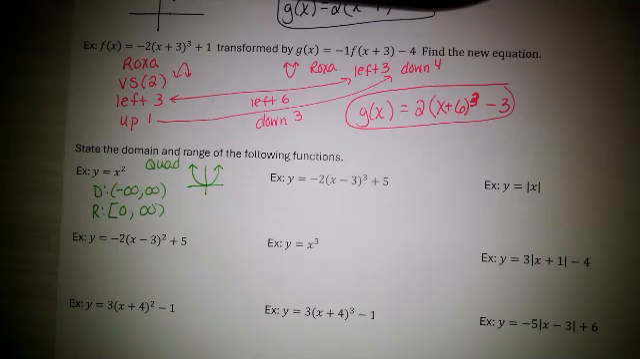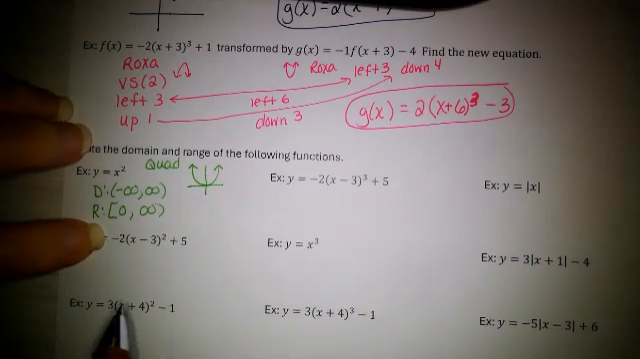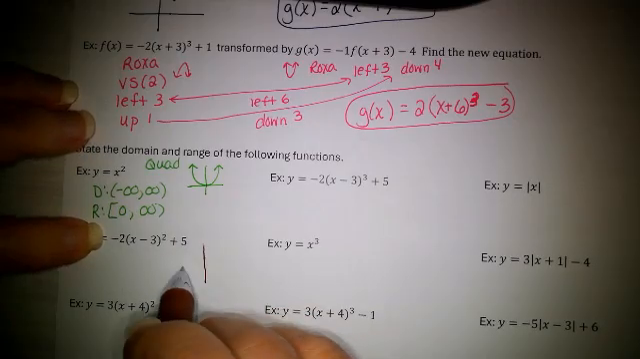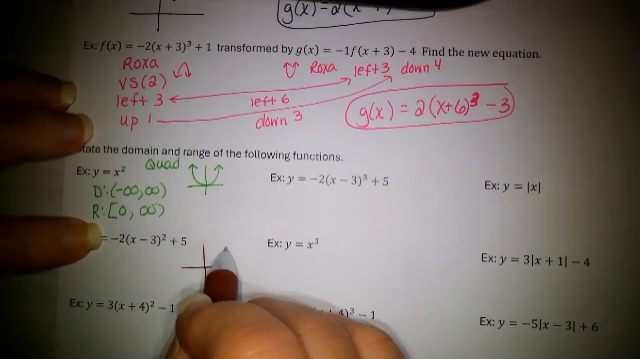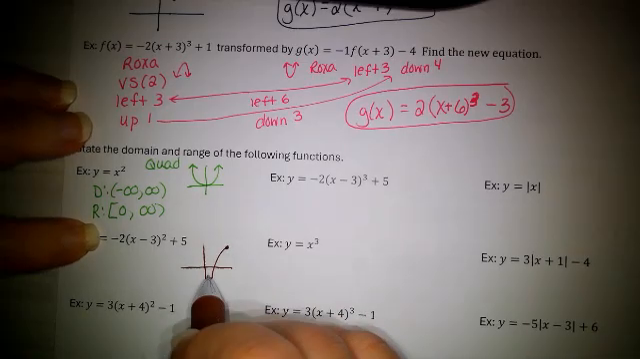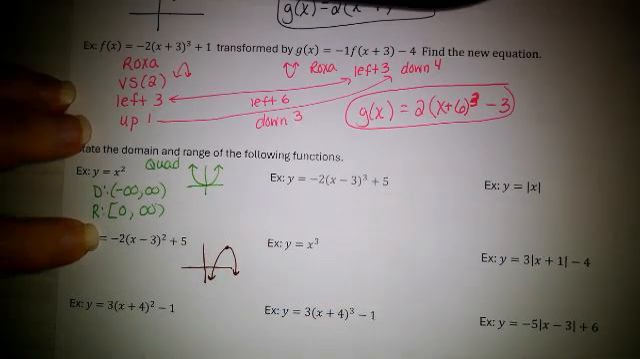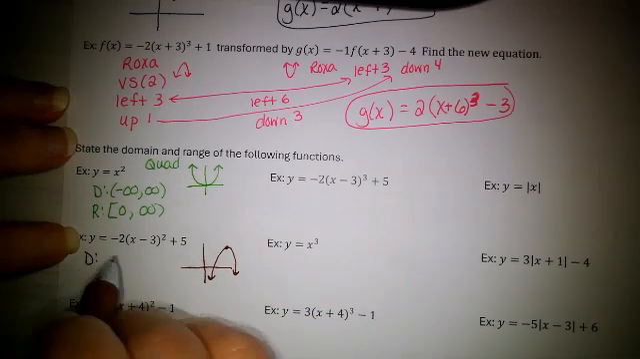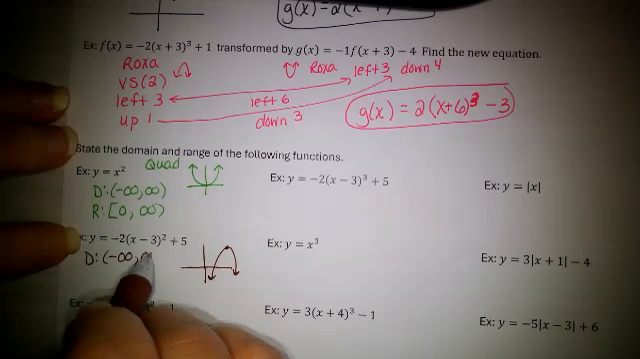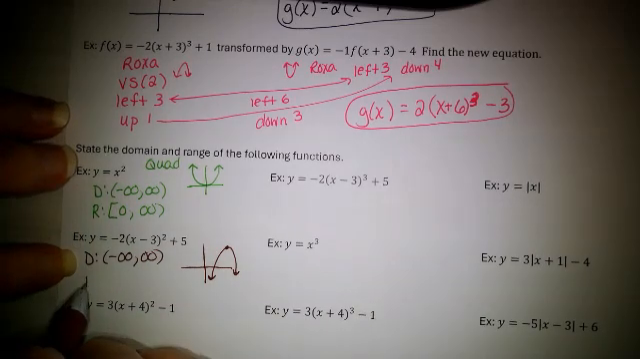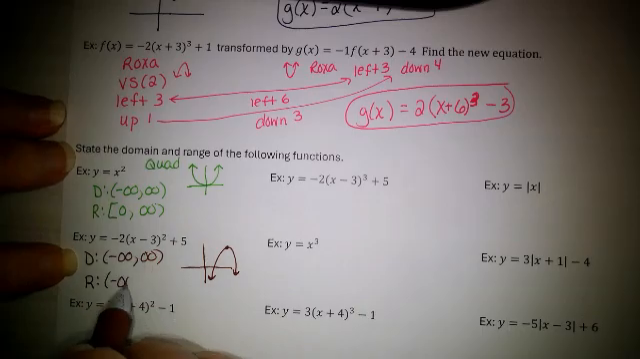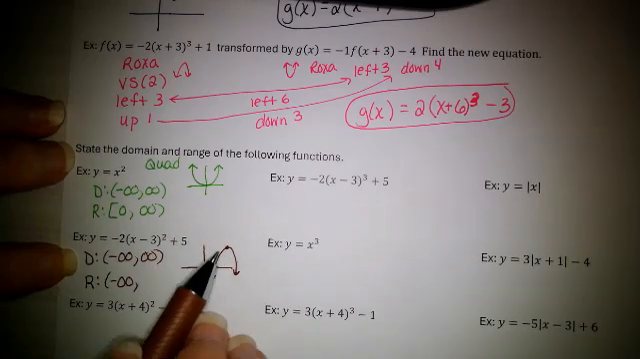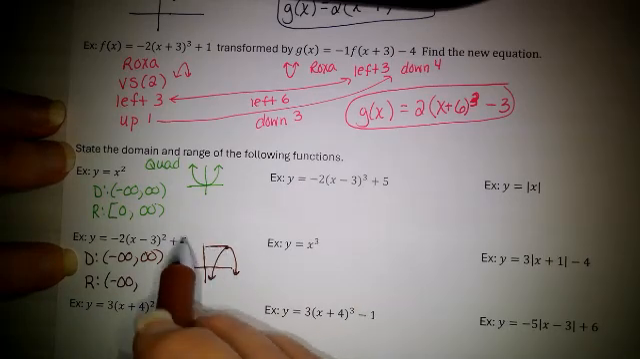Well, let's look at the next one. Notice that this one has been reflected. And where's the vertex? My vertex is at 3, 5. And it's going down. So the domain for this one is still all real numbers. It always was. The range for this one, because it was reflected, it's going from negative infinity up until this vertex point, which was the 5.